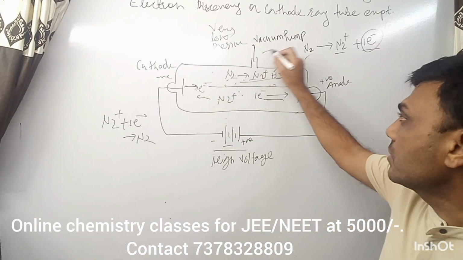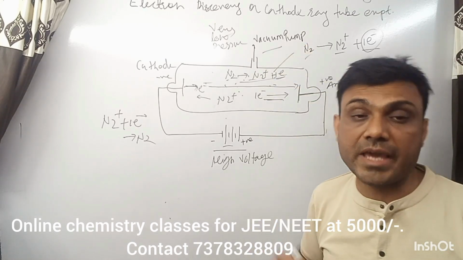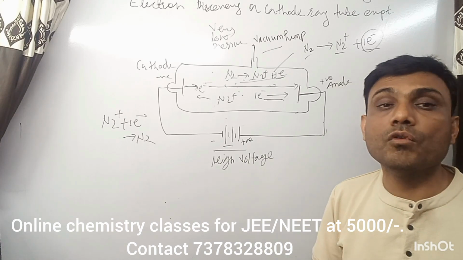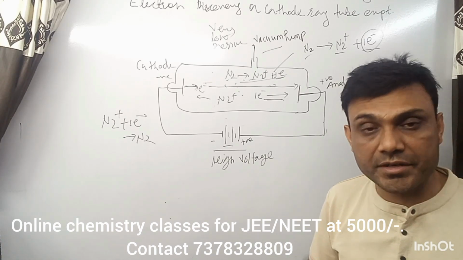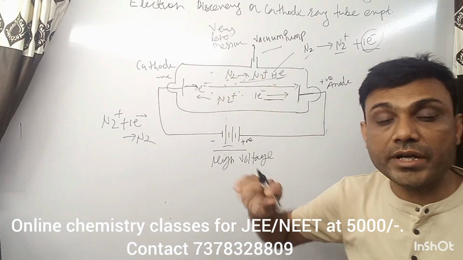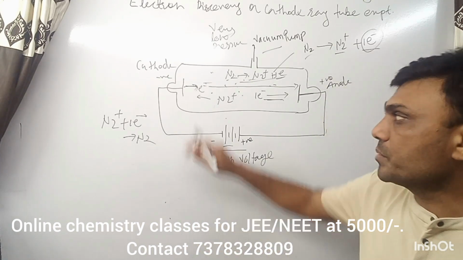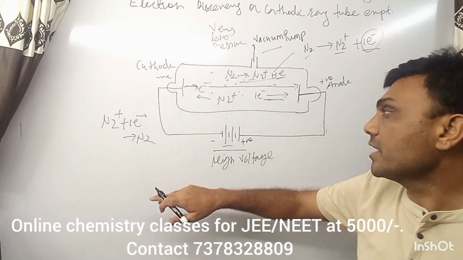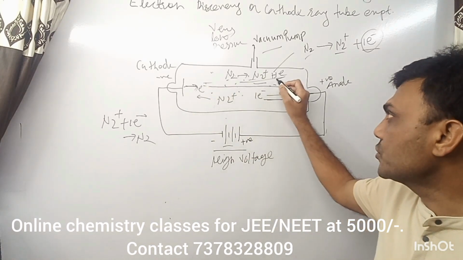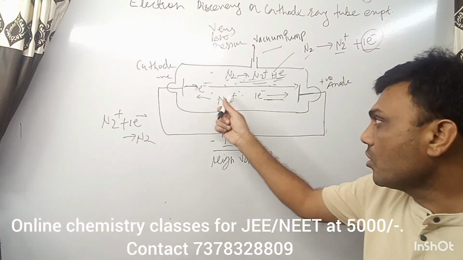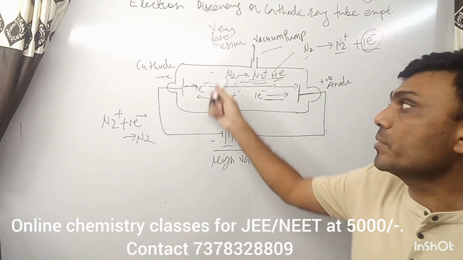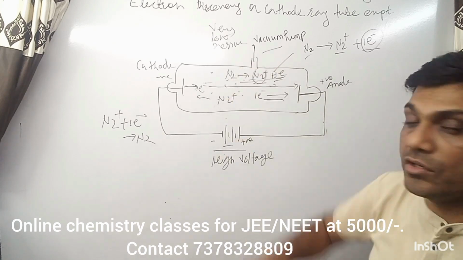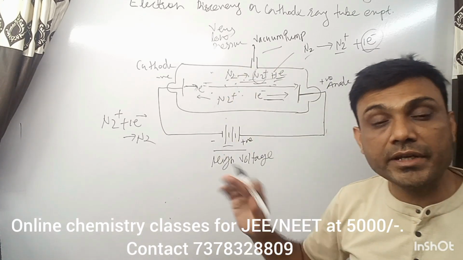Now suppose there is a lot of pressure of the gas. In that case, there will be no flow of electrons or electricity through this cathode ray tube. Why? Because of the high concentration of the gas, the ionized particles, that is N2 positive and electrons, will not move to the anode because there is so much hindrance to the electrons, and these electrons will again be captured by some N2 positive ions and get neutralized.